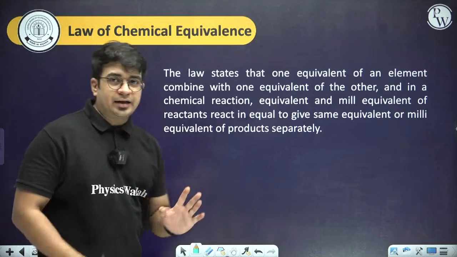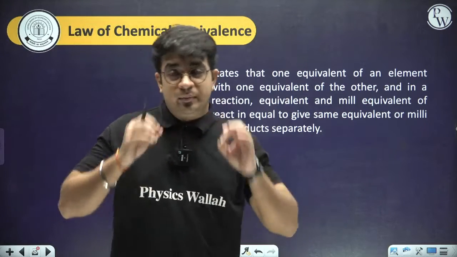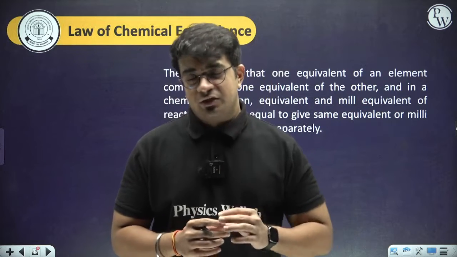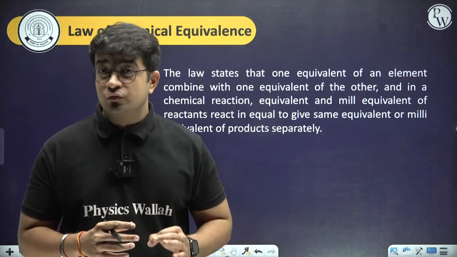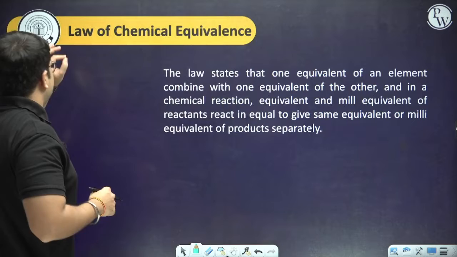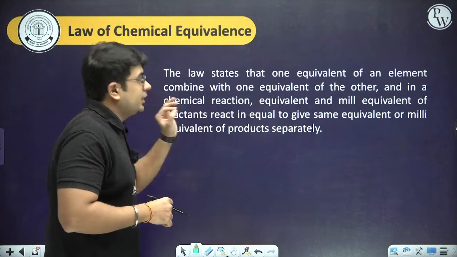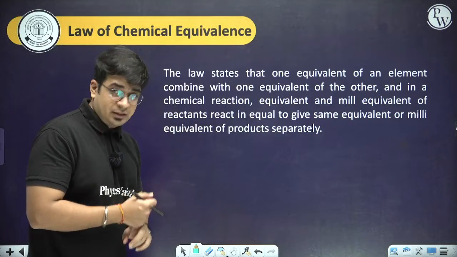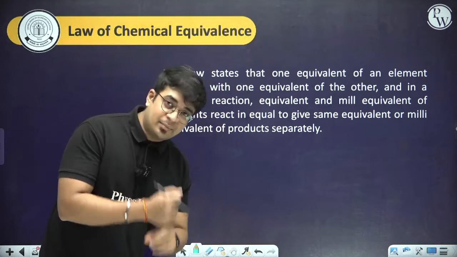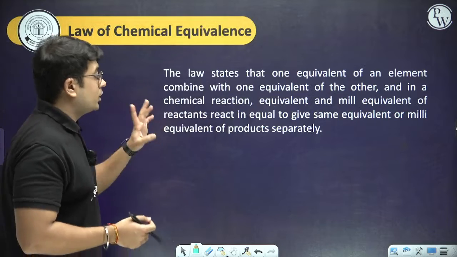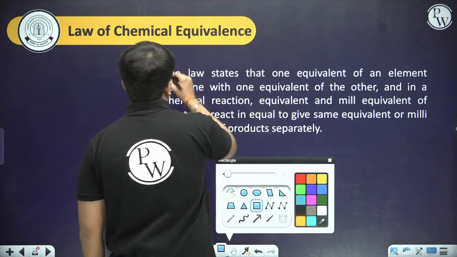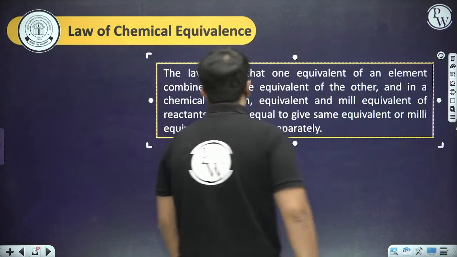Now the next part is the idea about law of chemical equivalence. So law of chemical equivalence can be applied in any type of reaction, which is basically either your acid base reaction or redox type reaction. That's why in titration this entire part is highly useful whenever you are dealing with the calculation of number of moles, or number of equivalents. So basically this simple law of chemical equivalence says that one equivalent of a particular element combined with one equivalent of other, or in a chemical reaction equivalents or milli equivalents of reactants are equal to the same given amount of equivalents of the product separately. So that is the basic statement related to law of chemical equivalence.